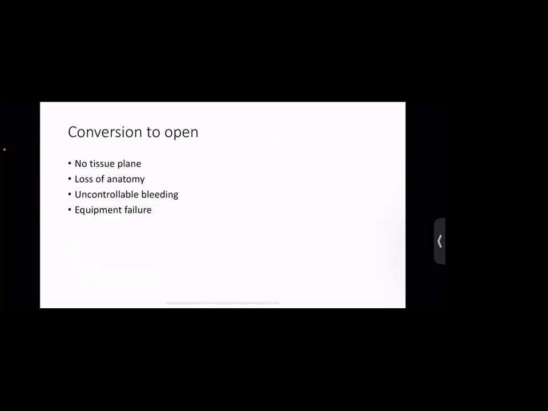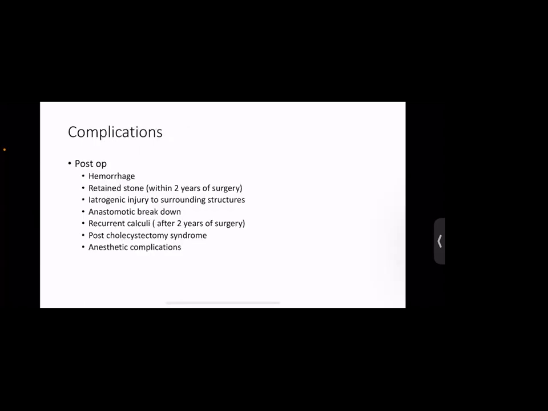When do you convert from laparoscopic cholecystectomy to open cholecystectomy? These are the conditions that make a surgeon to convert. They include no tissue plane, that's loss of anatomy, uncontrollable bleeding, and equipment failure. In these situations, you now have to convert to the open cholecystectomy.